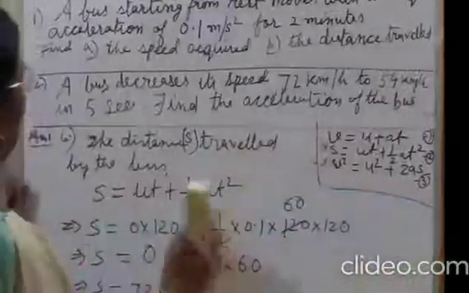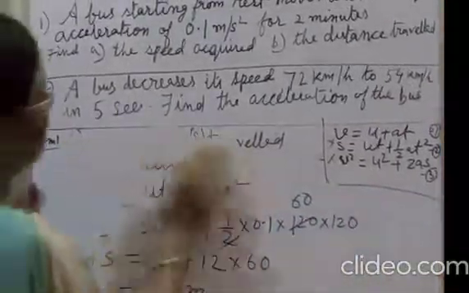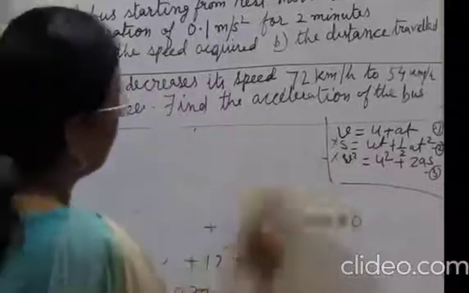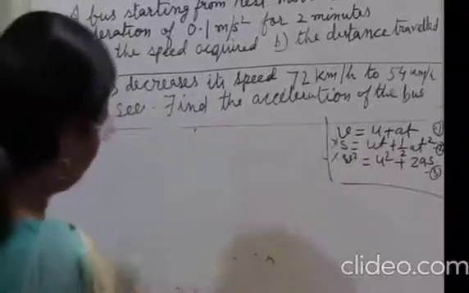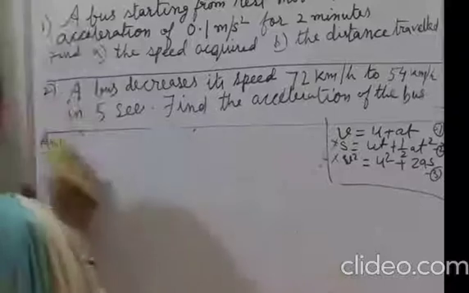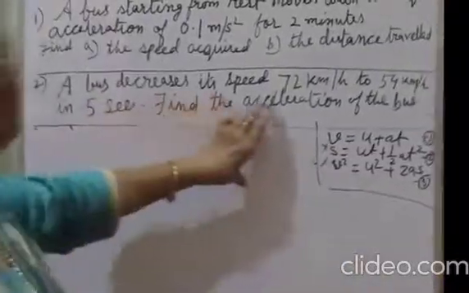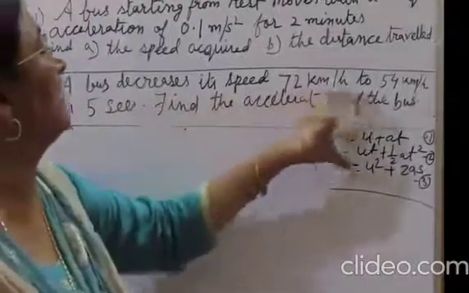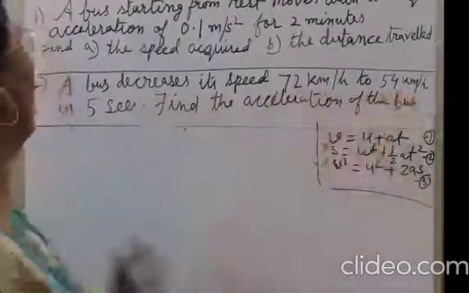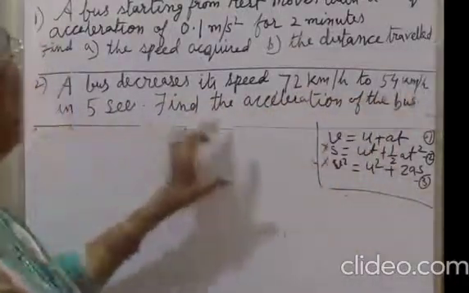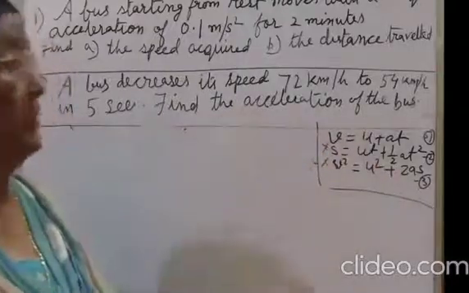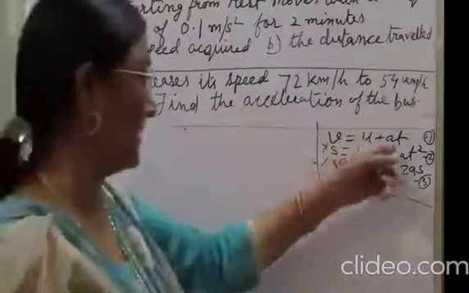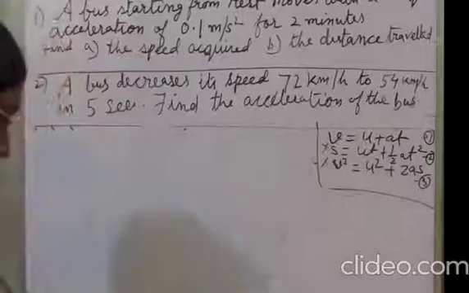Have you understood? Now the second part of this, second numerical. See the second numerical. A bus decreases its speed from 72 kilometers per hour to 54 kilometers per hour in 5 seconds. Find the acceleration of the bus. What do I have to find? Acceleration, a.